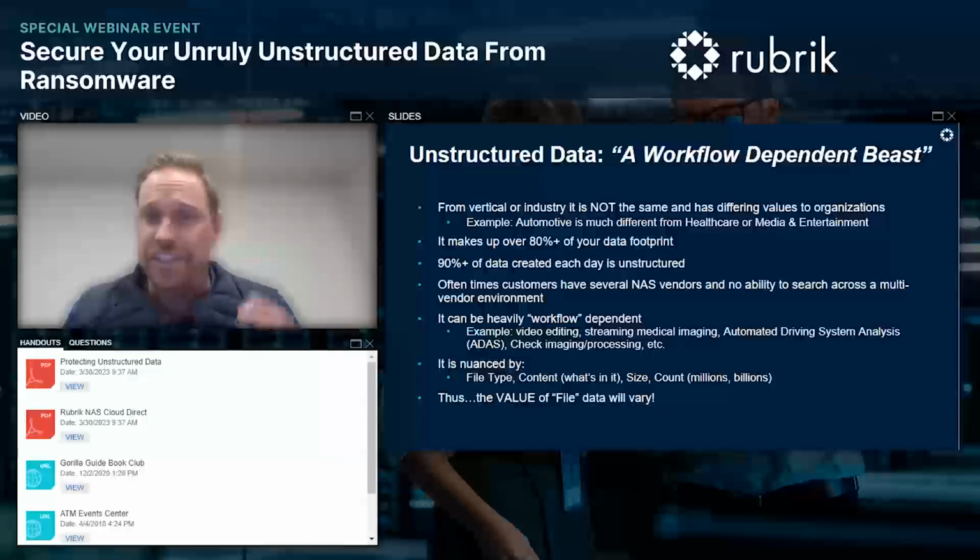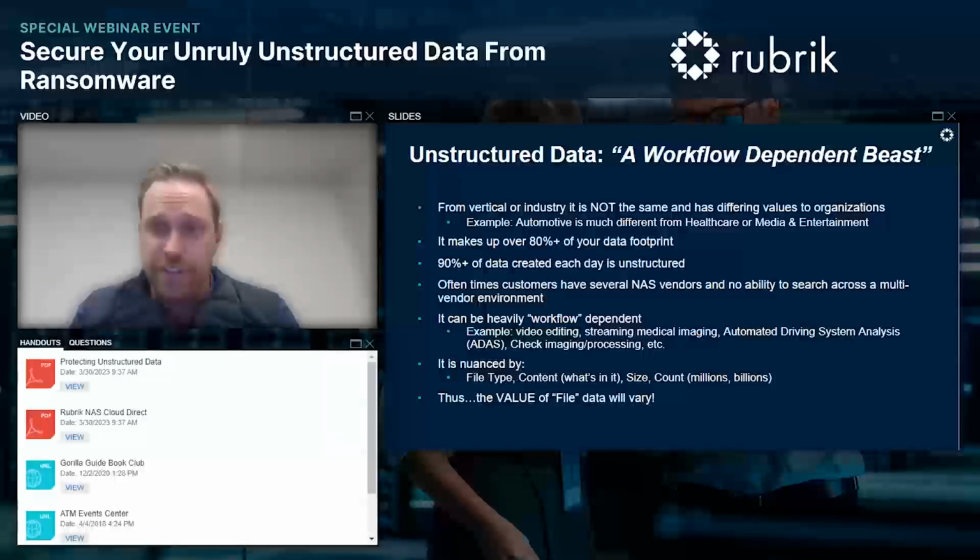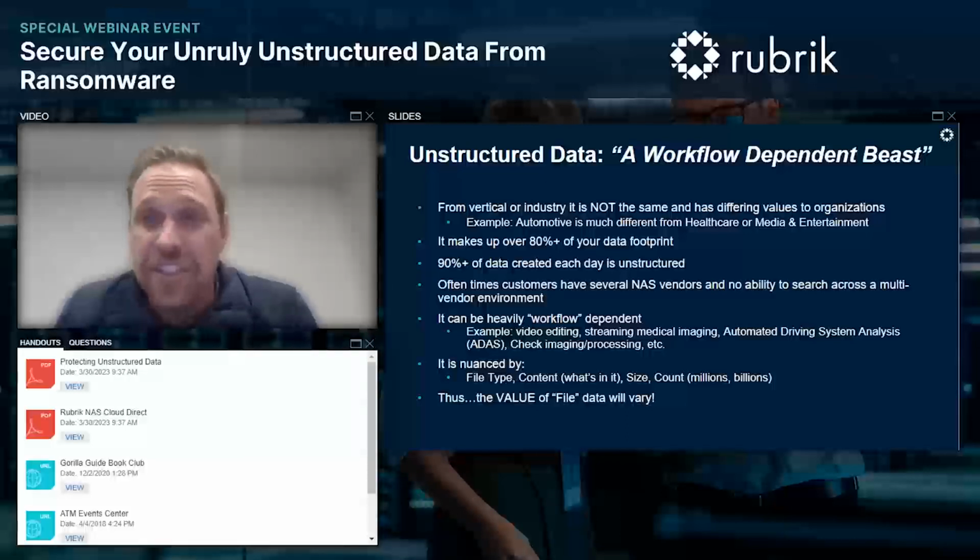Now, NAS is not just one question. You ask what NAS is, and NAS is many different types of workflows: large files, small files, and many different NAS vendors can support the organization. And so the value is going to be very different to organizations, depending on how much they value this data. But the question still remains: of all this information, do you know where your sensitive data lives?